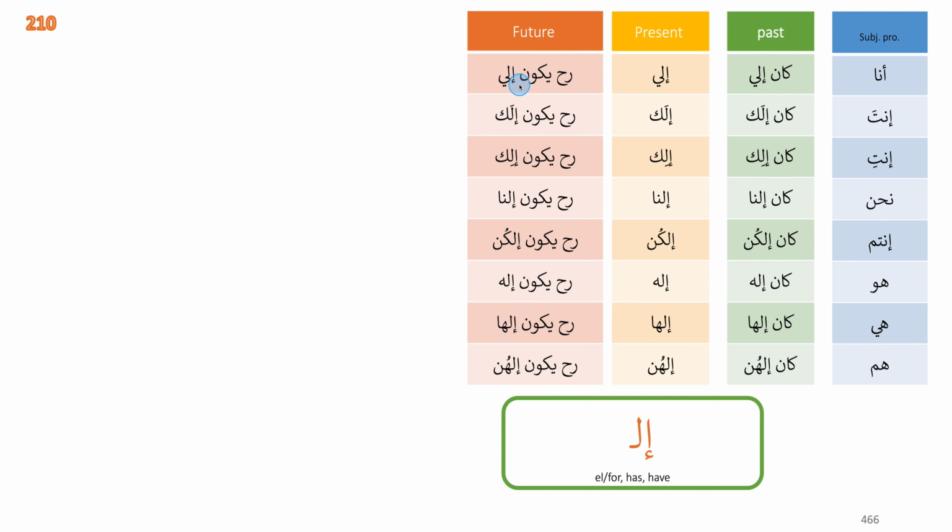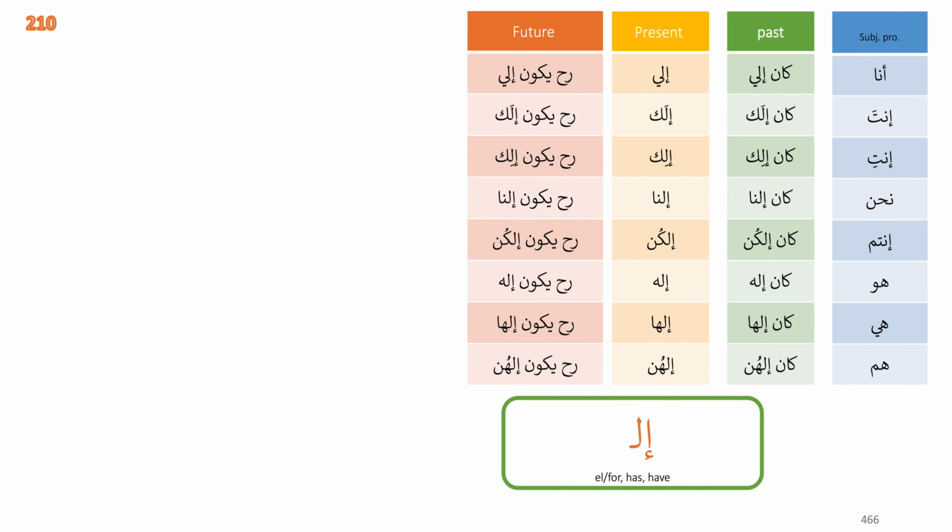So رح يكون إلي, رح يكون إلك, رح يكون إلك, رح يكون إلنا, رح يكون إلكن, رح يكون إلو, رح يكون إلا, and رح يكون إلون. That's it. You don't need to do anything else.